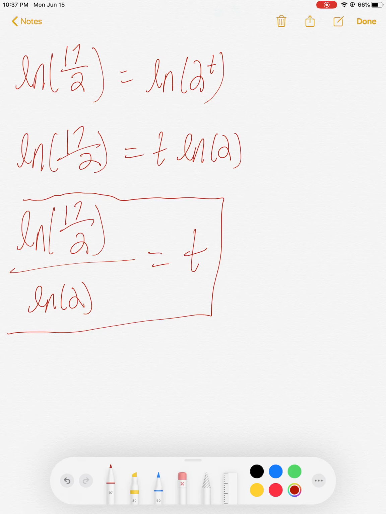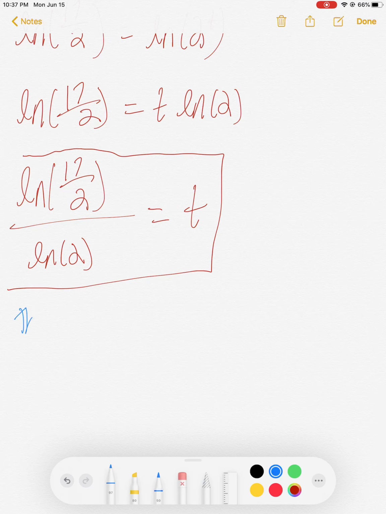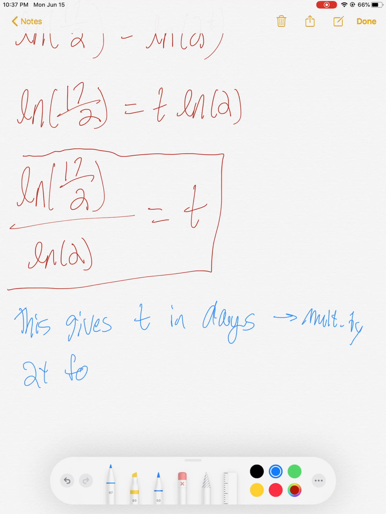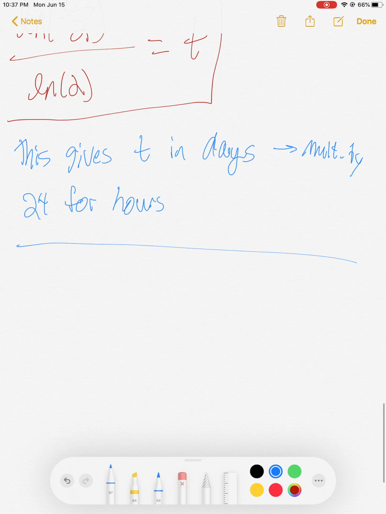Okay, so whenever we solve for hours, the problem is asking for hours. We're going to need to do another quick conversion. So this will give us the time in days. So then we're going to have to divide that by 24, or excuse me, divide that by 24, right? No, we're going to want to multiply that by 24. Yeah. So this gives t in days, and then the problem asks for hours. So multiply by 24 for the hours.